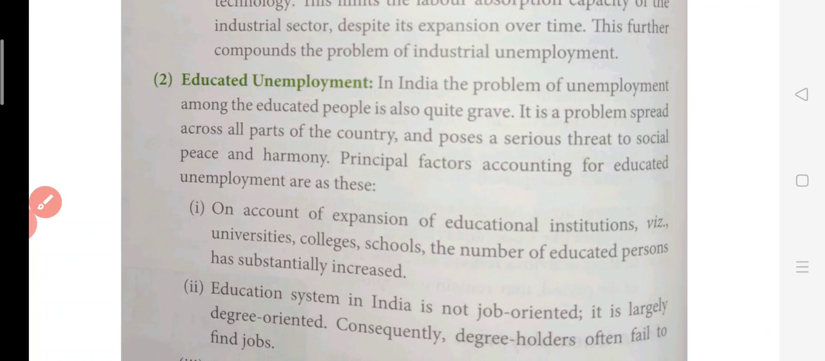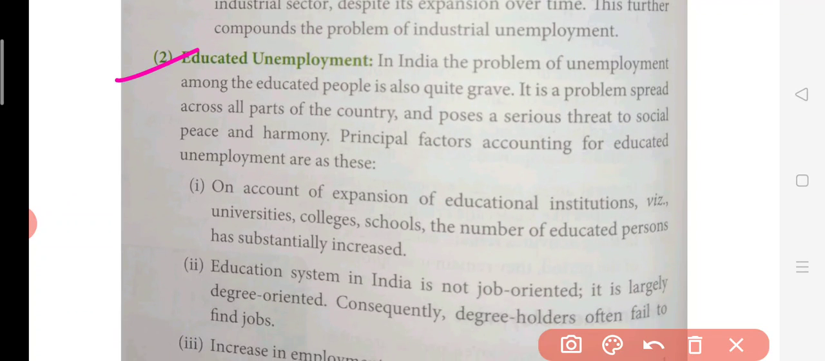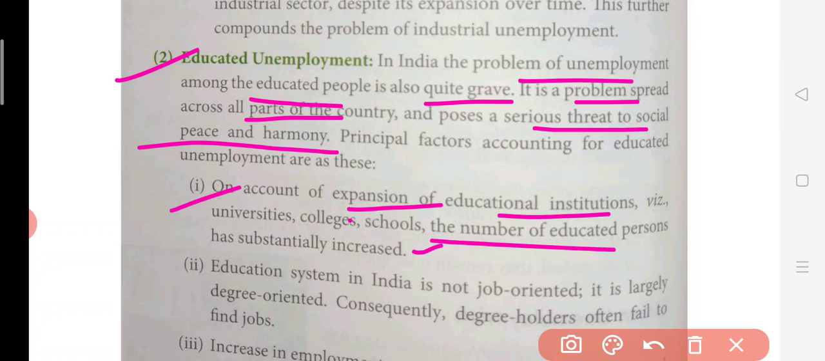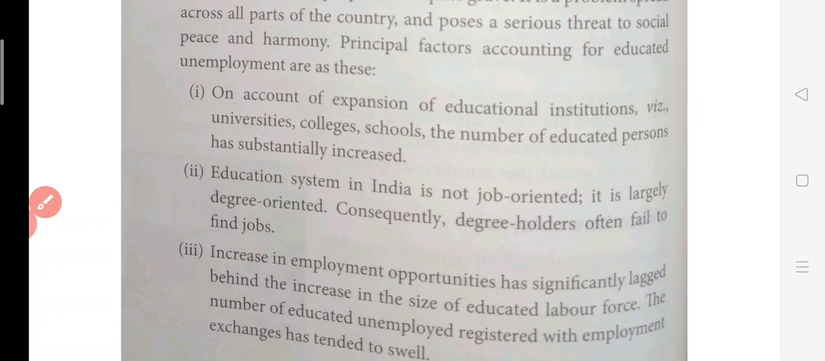Now educated unemployment means that a person who is educated is also unemployed. So in India, the problem of unemployment among educated persons is very serious. It is a big problem across all parts of the country, and it is a threat to social peace and harmony. Because when we look at the education level in India, on account of the expansion of education institutes, like a lot of good universities, colleges and schools, the number of educated persons has increased. So we did good in the education sector. Now in spite of that, if you are not getting a job, then it's a problem.